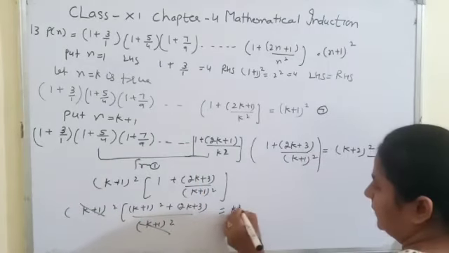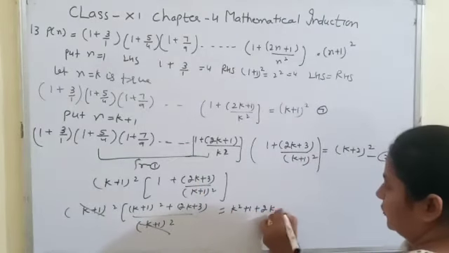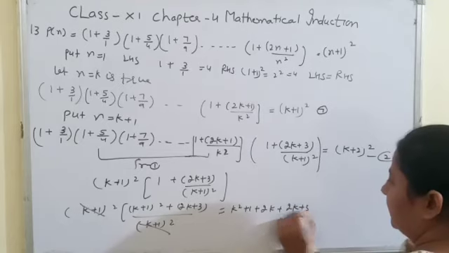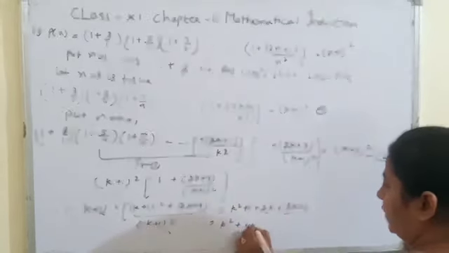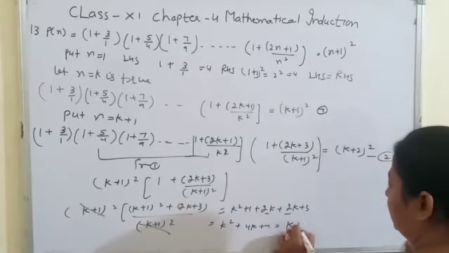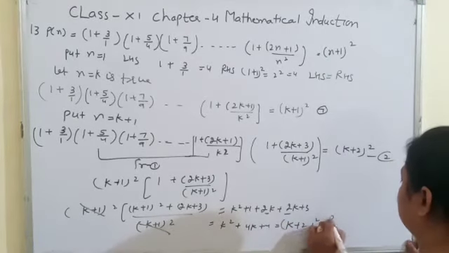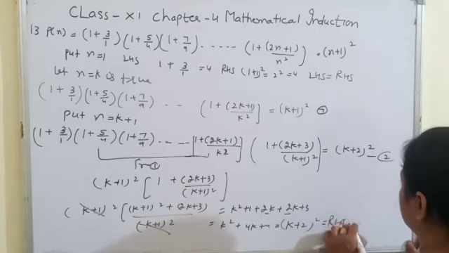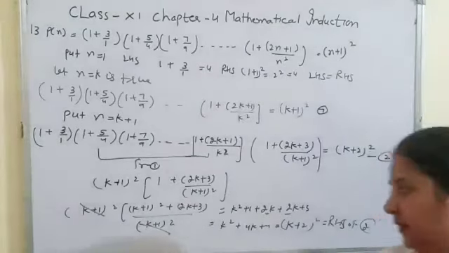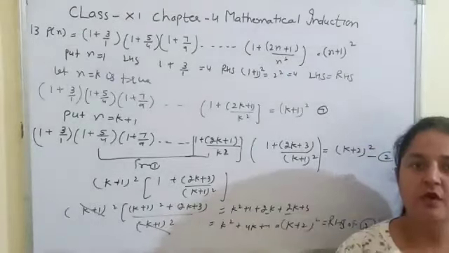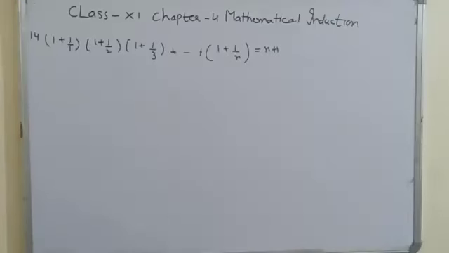Solve it. k square plus 1 plus 2k plus 2k plus 3, k square plus 4k plus 4, it will be equal to (k plus 2) square, that is equal to the right hand side of the second equation. So hence, by the principle of mathematical induction, P(k plus 1) is true whenever P(k) is true.